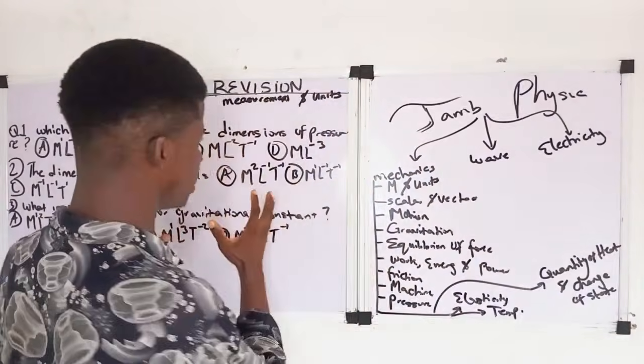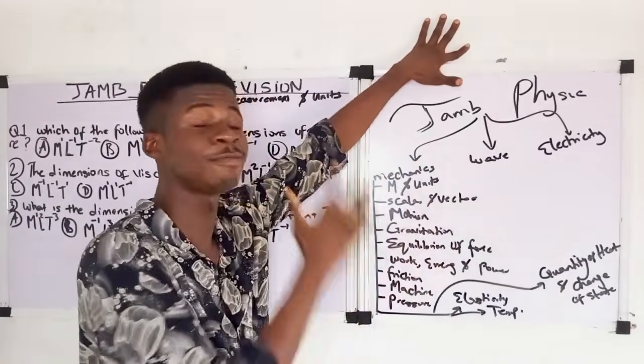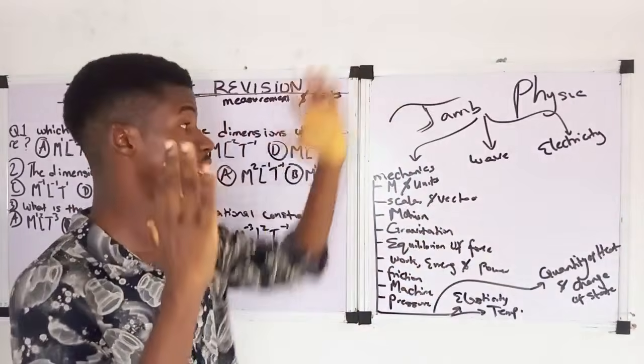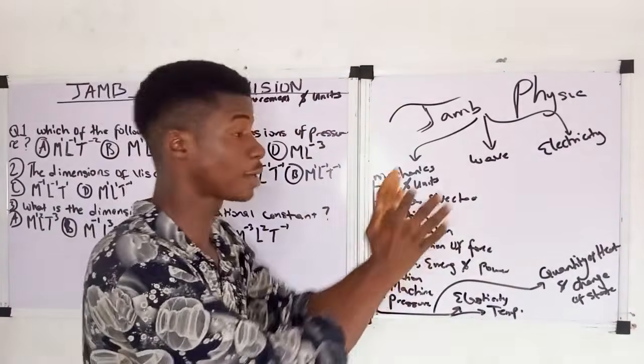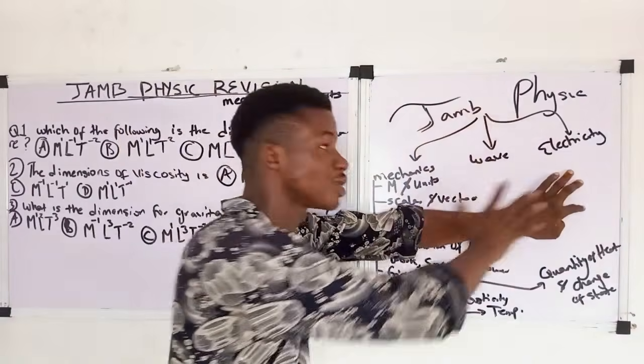Now before I start with the questions, there's something I want to tell you guys. Generally, Jamb physics is divided into three parts. The very first part is mechanics, the second part is waves, and the third part is electricity. So you have to expect questions from these parts.